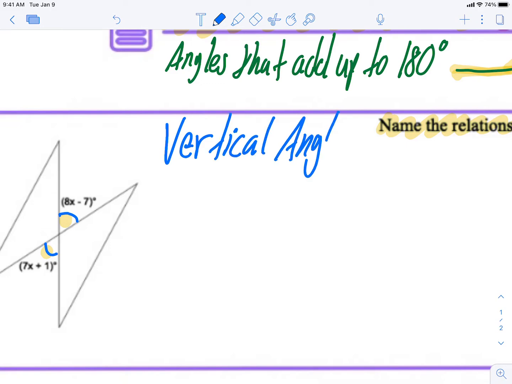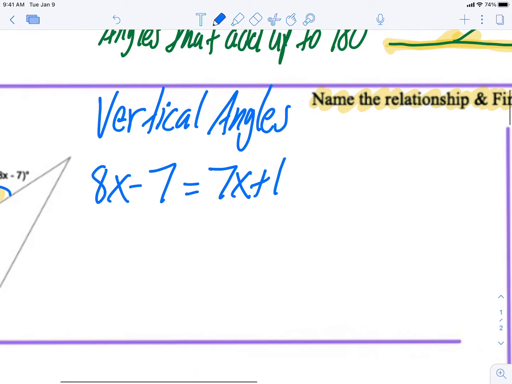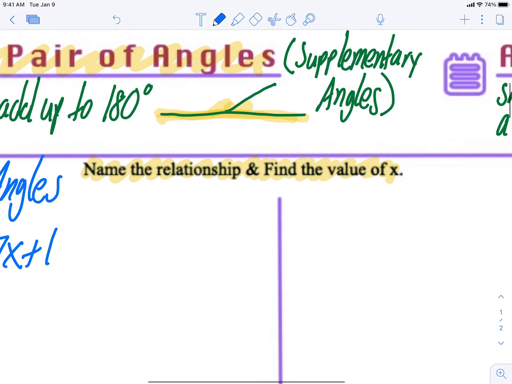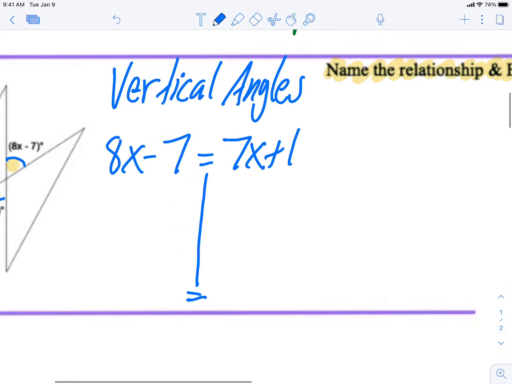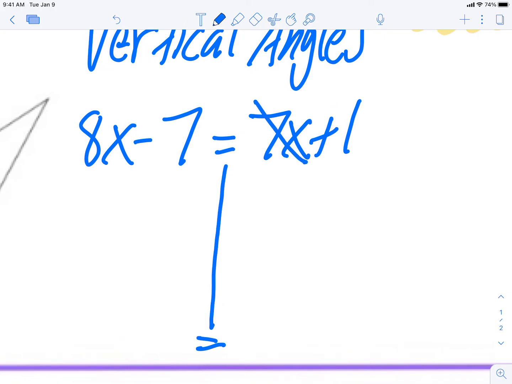And these angles are equal to each other. So I'm going to set up these two as equal to each other, just like that. So the second part of our instructions says find the value of x. So I'm going to solve for x. Right? So I'm going to bring this 7x over as minus 7x. And I'm going to bring this minus 7 over as plus 7. Just like that.